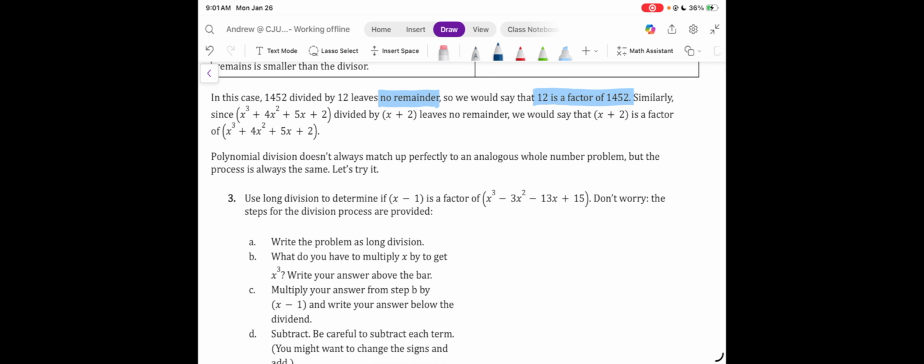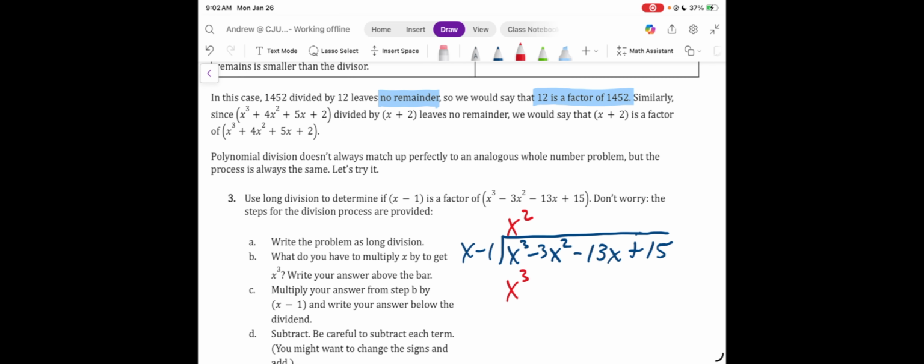So we're going to walk you through another one here. We're going to take x minus 1 and divide it into x cubed minus 3x squared minus 13x plus 15. So then I say x goes into x cubed how many times? In other words, x times what is x cubed? And that is x squared. Then I multiply x squared times x, I get x cubed. And x squared times negative 1, I get negative x squared.